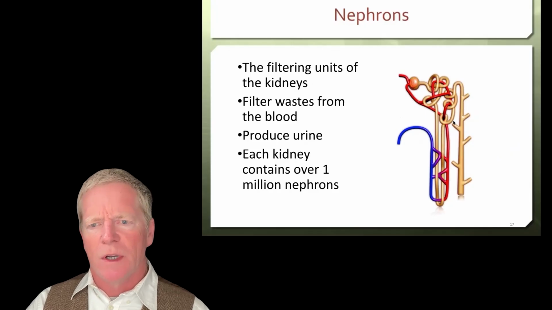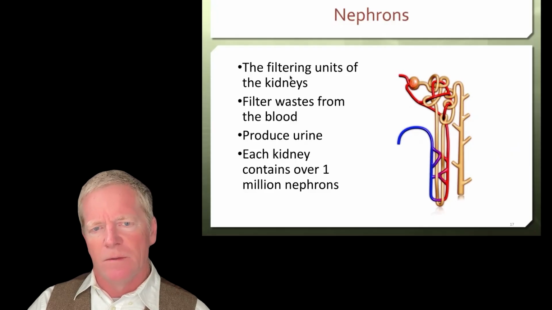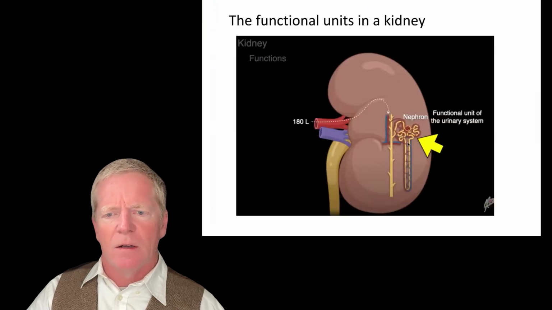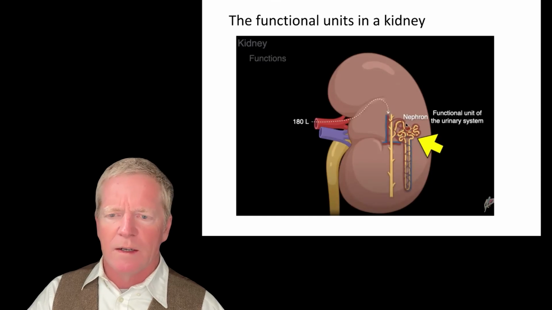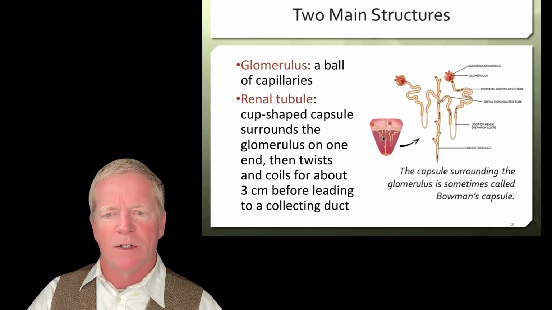The functional unit of the kidneys are these structures called nephrons. The nephrons are the filtering units. They filter waste products from the blood, and they are the ones that produce urine. Each kidney contains over 1 million nephrons. So let's take a quick look at the functional unit, these nephrons here. This is just a diagram showing you one nephron expanded up into a very large scale.